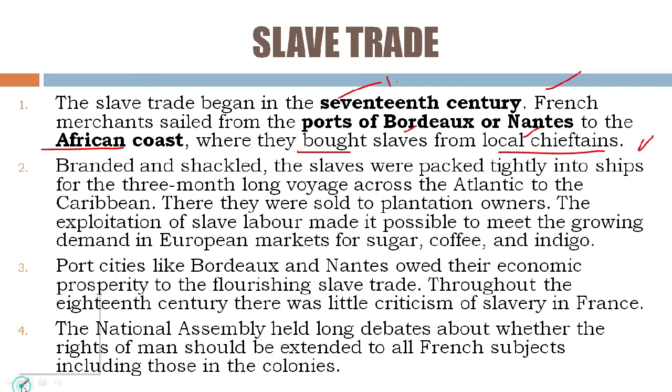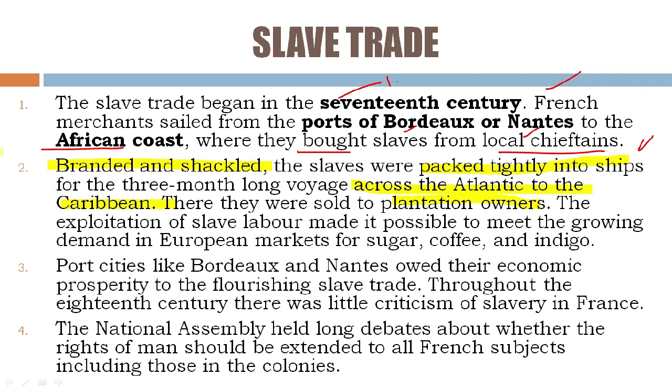The slaves were then branded and shackled. The slaves were packed tightly into ships for the 3-month long voyage across the Atlantic to the Caribbean. There they were sold to plantation owners.